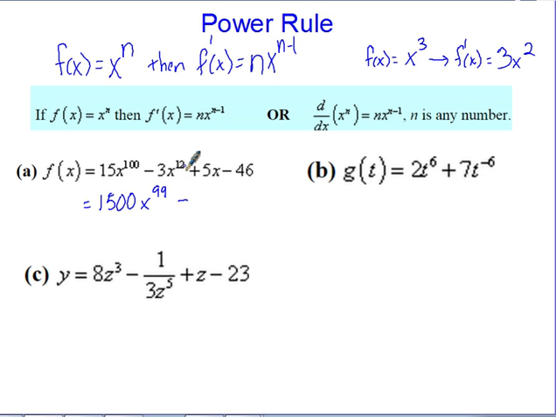Minus 12 times 3 is 36. x to the 11th power.